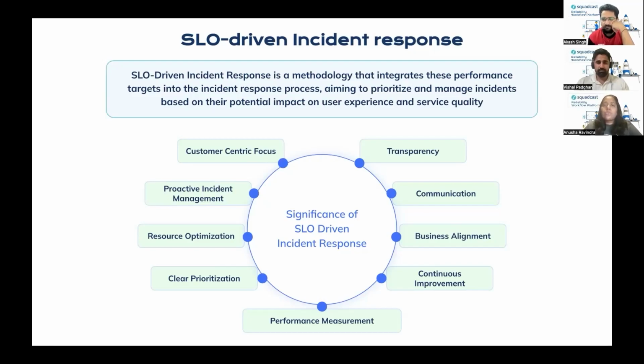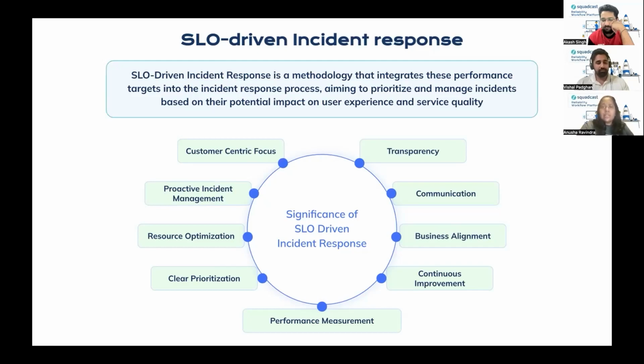SLOs also provide a clear framework for prioritizing incidents based on their potential impact on service quality and user experience. SLOs guide decision making regarding allocation of resources, the escalation paths or the escalation channels, and the communication efforts needed for quick collaboration. In addition to all of this, it also provides a quantitative means of understanding incident management effectiveness. What this means is that teams can analyze how well they have maintained service levels during incidents, and this helps them identify areas of improvement and refinement during the incident response process.